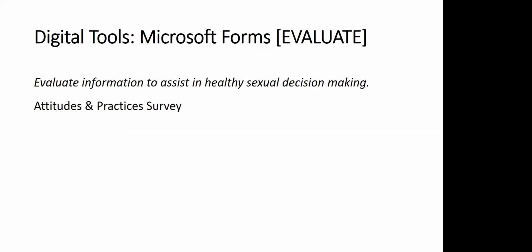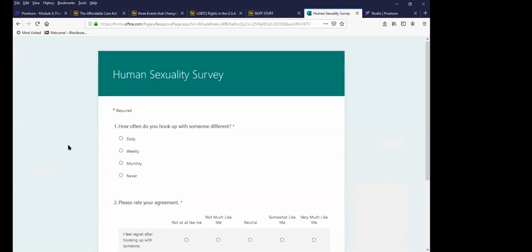So this is an attitudes and practices survey that students construct in order to evaluate. I'm going to go ahead and switch again. I think I'm with you. There we go. Okay. And here at Harford, our students have a 365 account as well. And so what they create is an attitudes and practices survey.